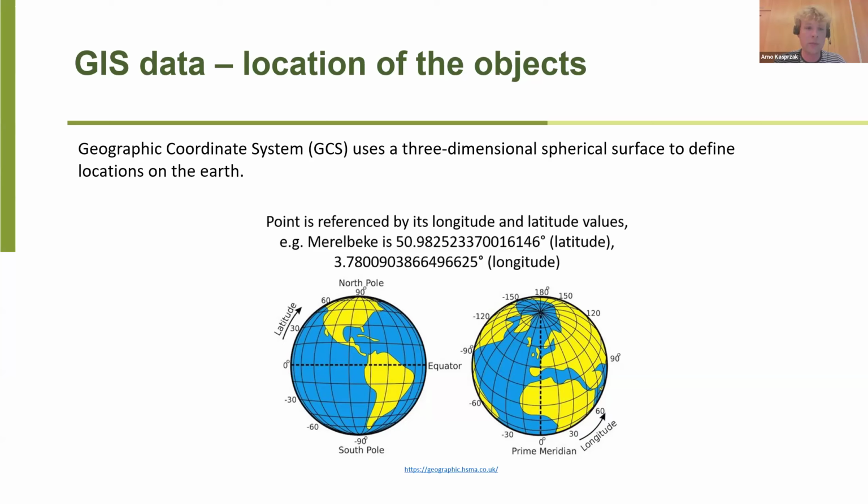So imagine you have the Earth, the globe. You just draw meridians and latitudes on it, and then define an equator and a prime meridian. And then based on that, you can always define your location on Earth, as shown also here on the figure. For example, we can locate ILVO here in Merelbeke in Belgium as 51 degrees latitude and 4 degrees longitude.